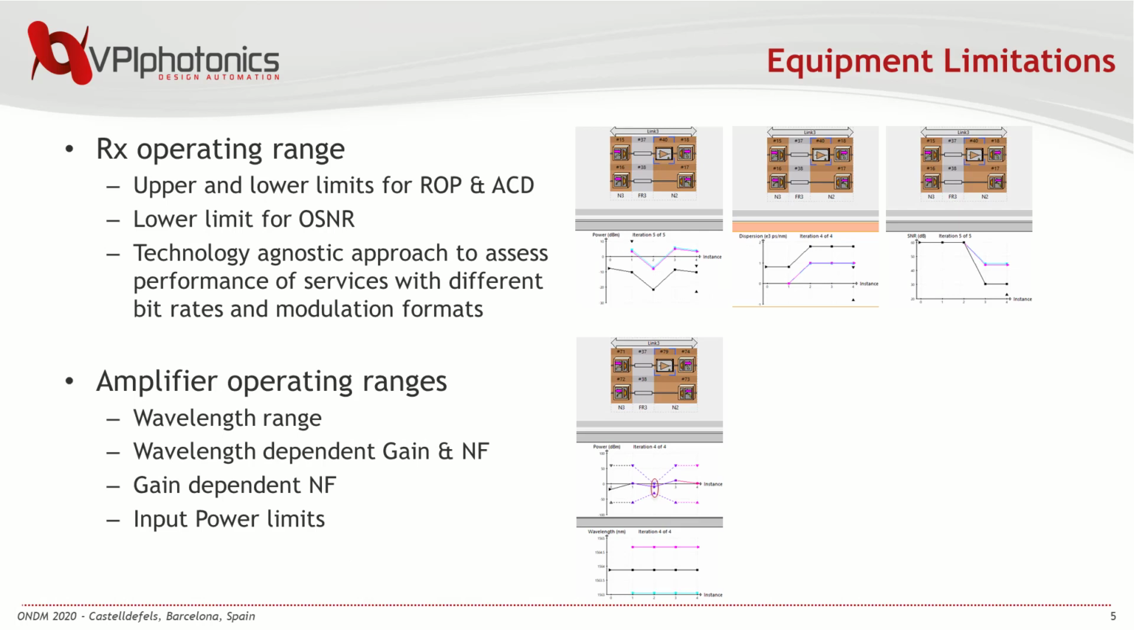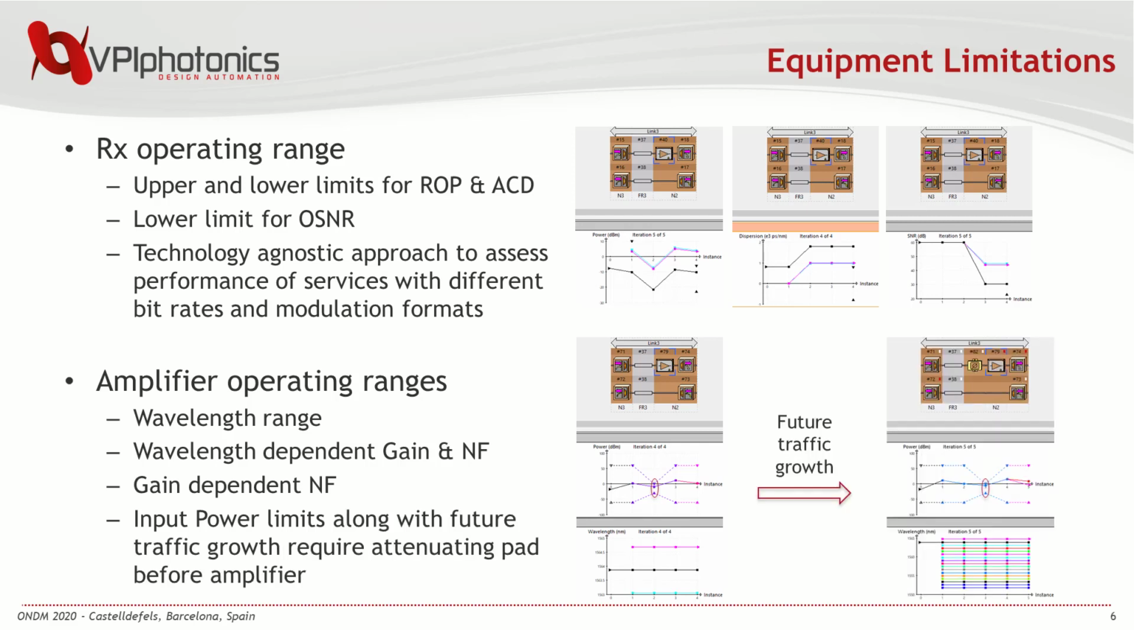The next thing that should be kept in mind is the quality of service at the receiver point. In other words, optical signal should meet the receiver operating ranges, for example, minimal required OSNR and optical power. On the other hand, equipment available for design has also its own limitations. For example, an amplifier is characterized by wavelength-dependent gain, noise figure dependent on gain, and operating power range.